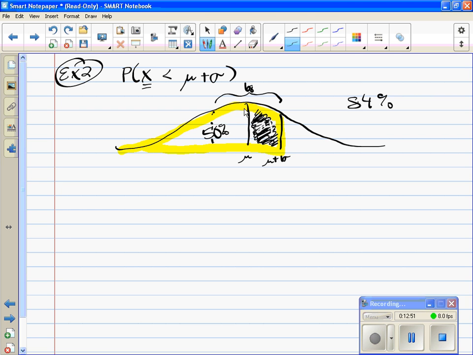The 34 I got because the empirical rule says that between one standard deviation from the mean, it's 68. Right? That's what the empirical rule says. Well, this splits it in half. So I got half over here and half over there. So then this half between the mean and the first standard deviation is worth half. How much?